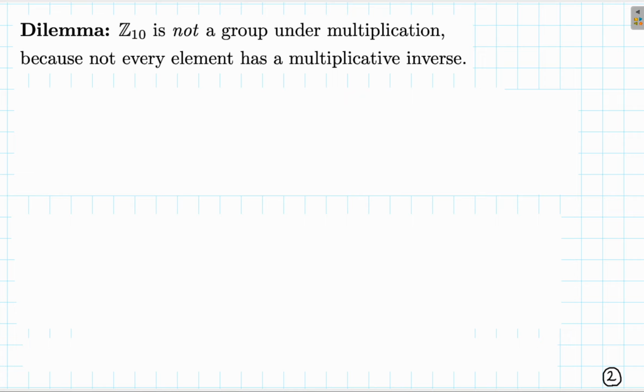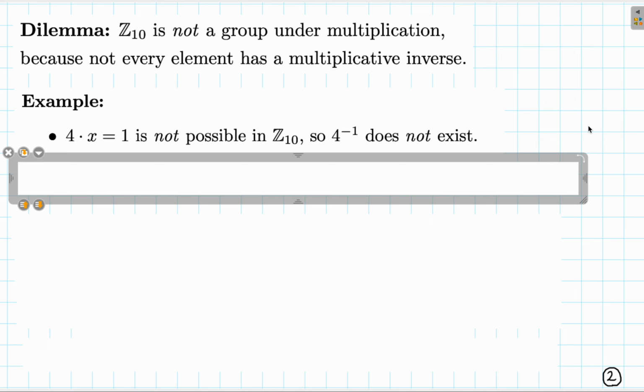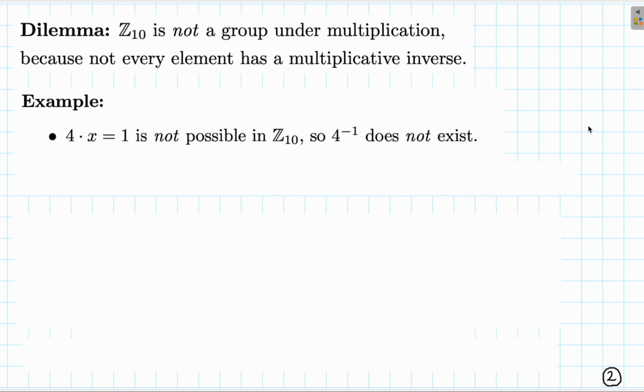So here's our dilemma. Z10, which is a group under addition, is not a group under multiplication because we just saw that not every element has a multiplicative inverse. The 0 element, for instance. Now here's another element of Z10 that doesn't have a multiplicative inverse, namely 4. 4 times x will never equal 1 in Z10, and therefore the multiplicative inverse of 4 doesn't exist in Z10.